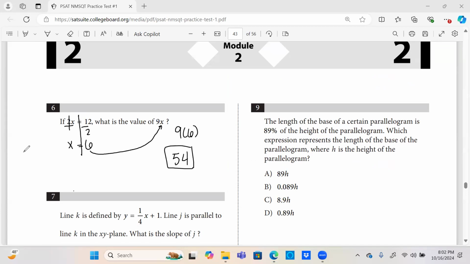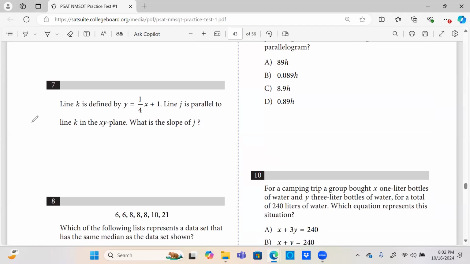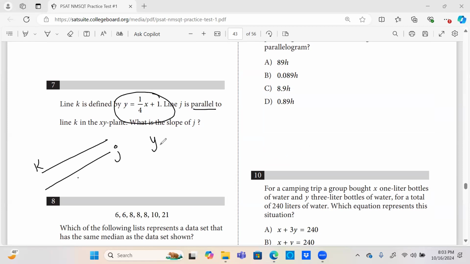Coming to 7. Line K is defined by y equals 1/4 x plus 1. Line J is parallel. So we need to remember, we have line K, line J. Parallel lines have the same slope. So what is the slope of this one? Y equals mx plus b. M is slope, so it's 1/4. So if this has a slope of 1/4, this will have a slope of 1/4. Parallel lines have the same slope. So you would tell it 1/4.